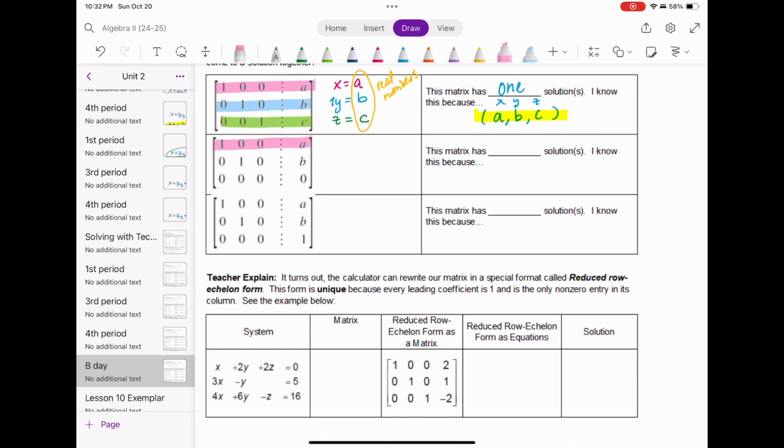Now for the second one, we have x equals a, y equals b, right? Just some number. And then in the last one, do we have a z? We don't have a z, we just have zeros. So that means that we have 0 equals 0. And that's when we ask, is this true? It is true. So that means that we have infinite solutions.